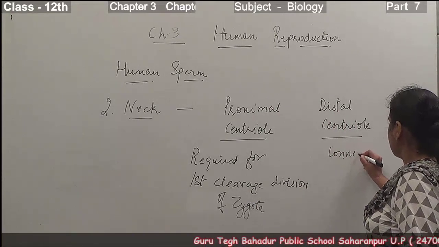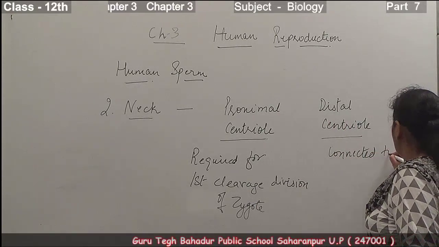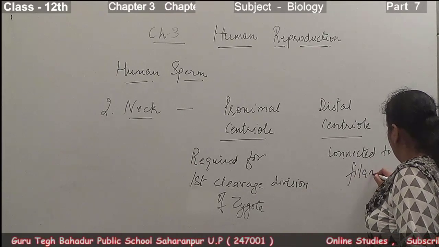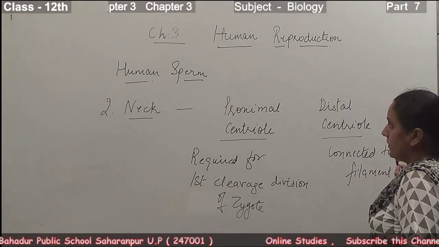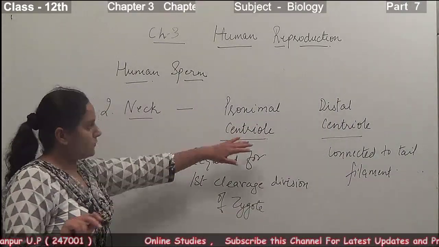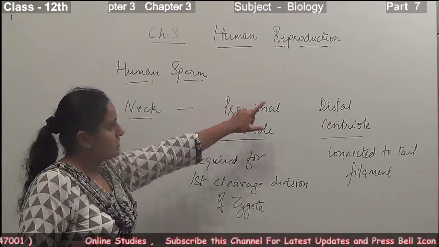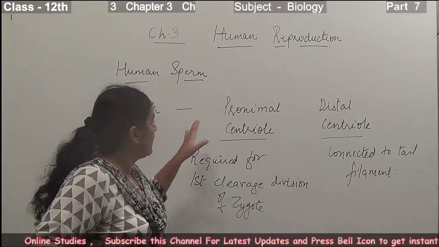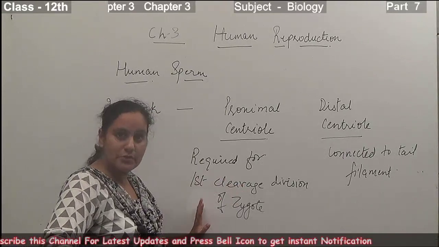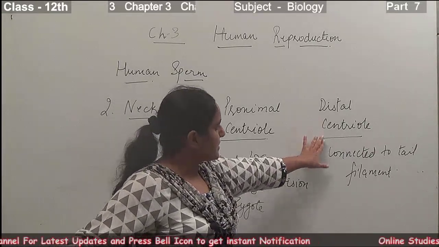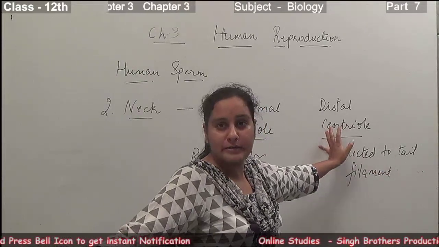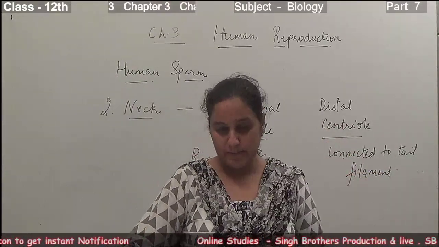So the neck consists of two parts, the proximal centriole and the distal centriole. The proximal centriole is required for the first cleavage division of the zygote, while the distal centriole connects to the tail filament.